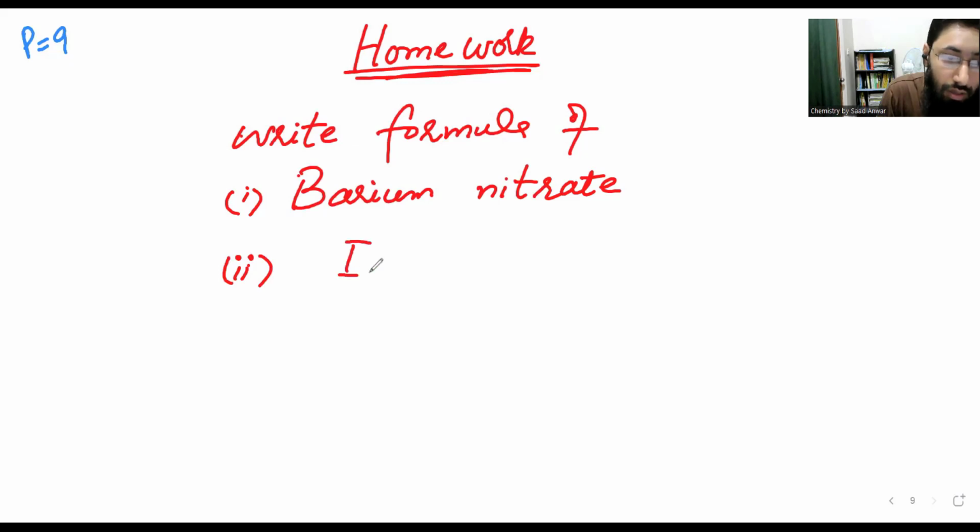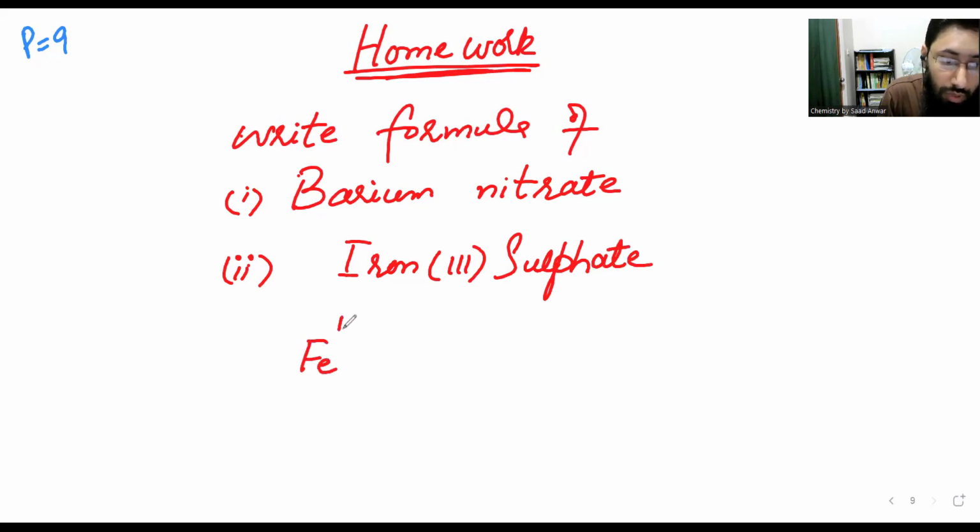Iron 3 sulfate. Here the charge on the iron is 3.